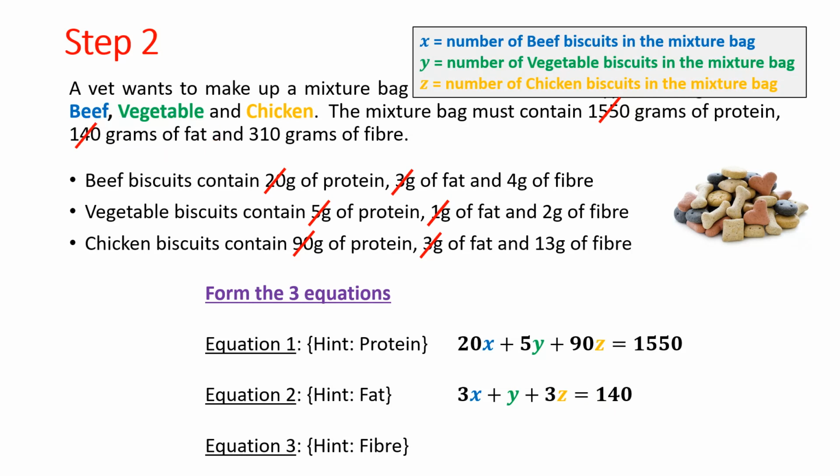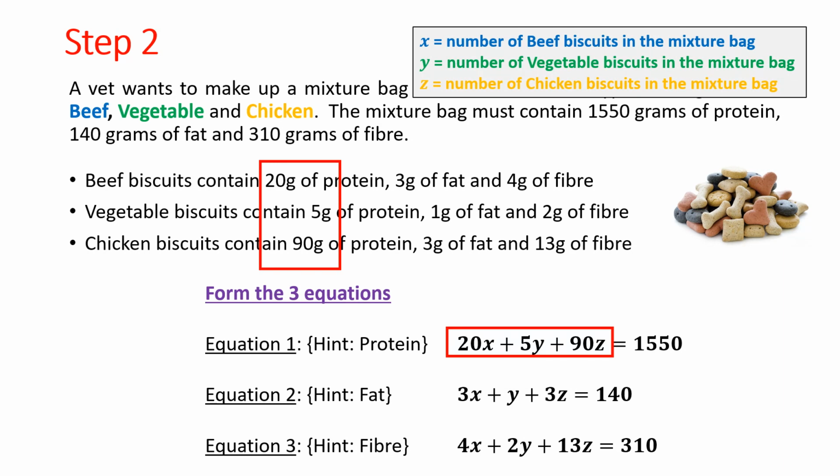And finally, our last equation is the fibre, so we've got 4X plus 2Y plus 13Z, and that equals a total of 310 grams, because there's 310 grams of fibre altogether. Right, so that's our equations. Probably the trickiest step, step 2, is to form the 3 equations. Notice in this example, we read down the story, down these numbers, to get 1 equation. In other stories, you might have to read across to get 1 equation, but in this example, we had to read down because all these numbers here represented protein.